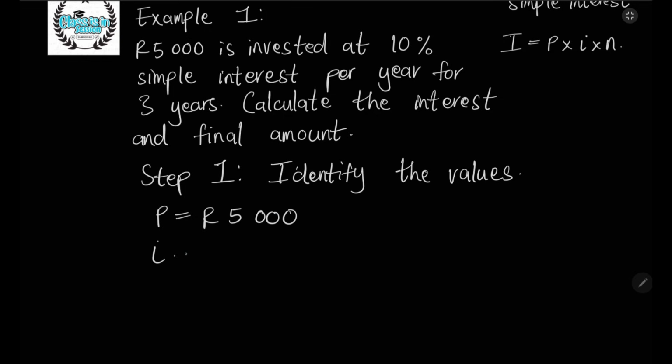What is your interest rate? They tell us that our interest rate is 10% simple interest. So this will be 10%. Remember, how do you find a percentage? You just say 10 divided by 100, which is 0.10. What is your N? 5,000 Rand is invested at 10% simple interest per year for 3 years. So that is your N. How long you've invested the money, right? Let's say 3. That is the first step.